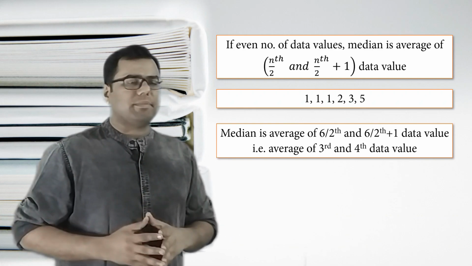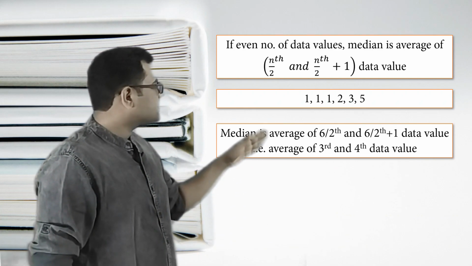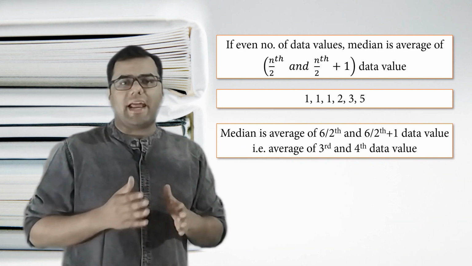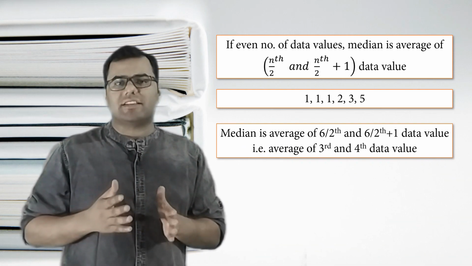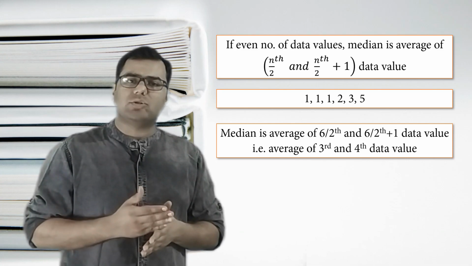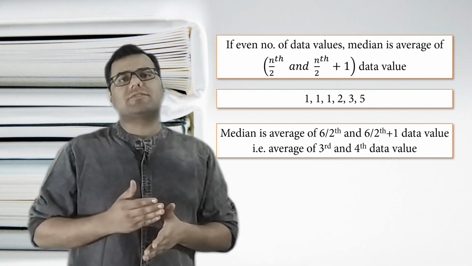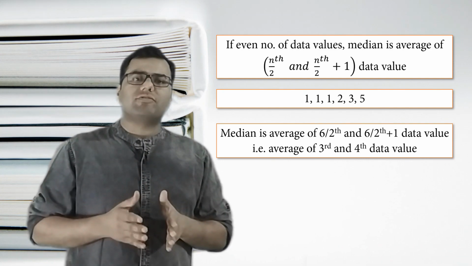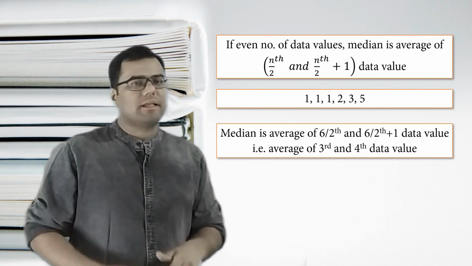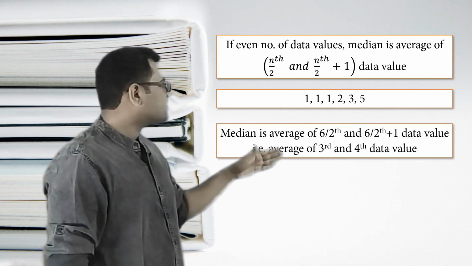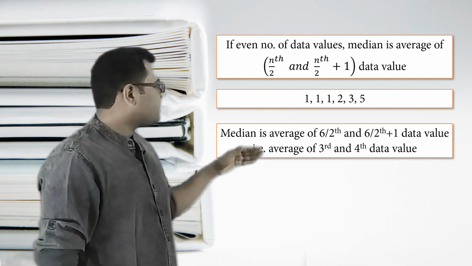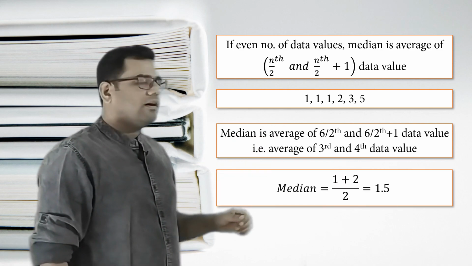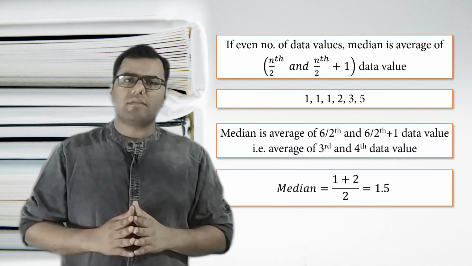In our second example, we had 6 data values in the data set. So the average of the n by 2th and n by 2 plus 1th number. n by 2 is 6 by 2, that is 3, and n by 2 plus 1 is 3 plus 1, that is 4. So the average of the third data and the fourth data. The third data was 1 and the fourth data was 2, and hence our median shall be the average of the third data and the fourth data, and that was 1.5.